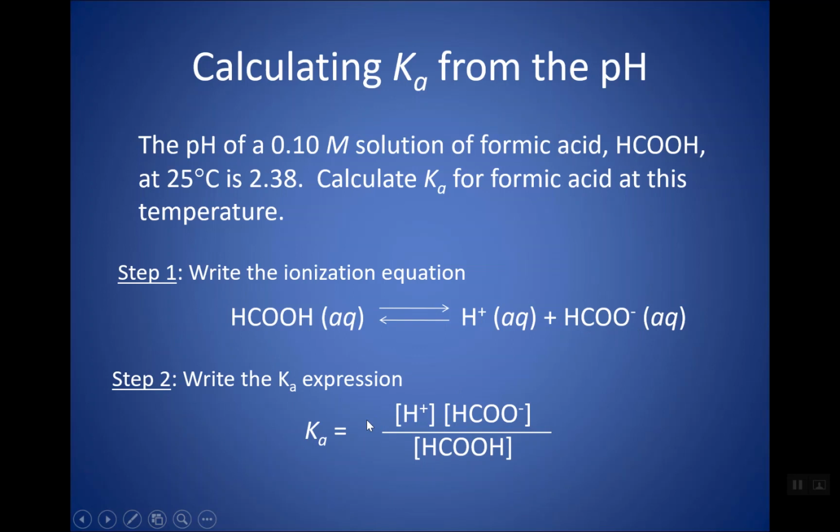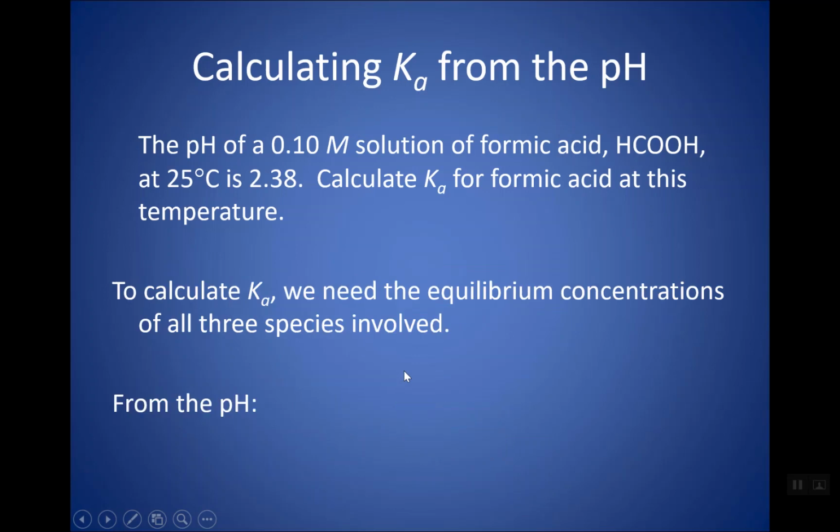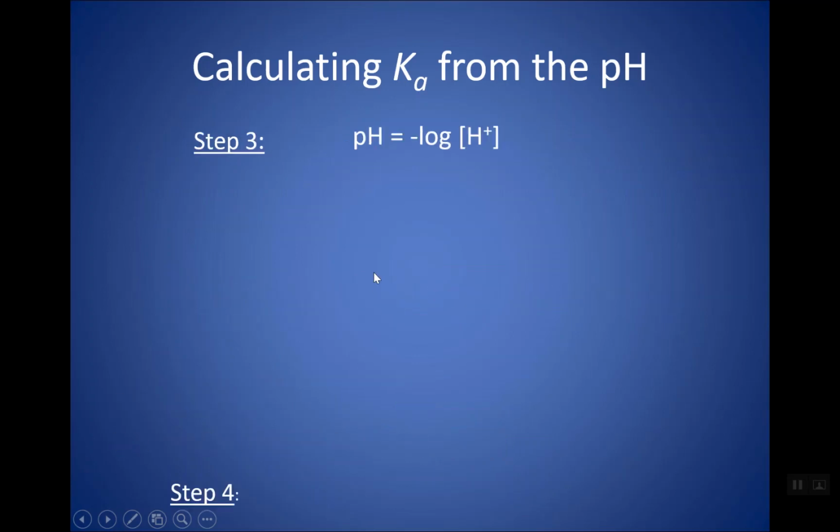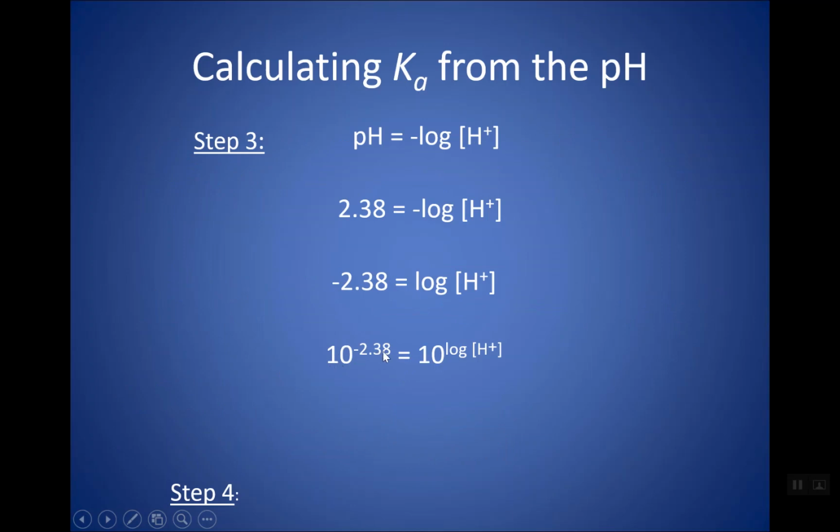Okay, and here's my Ka expression. We're eventually going to have to plug into this to solve for Ka, but right now I don't have all my equilibrium values. So let's go to an icebox to get that situated. First I have to get my H+ concentration from the pH. 10 to the negative pH should give me the concentration of H+. This is what's going to go in my E column.